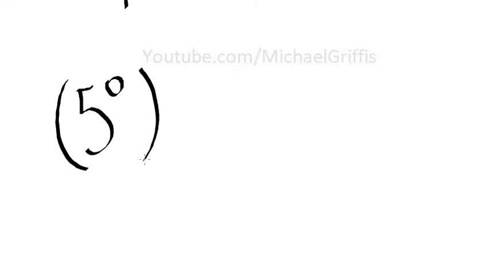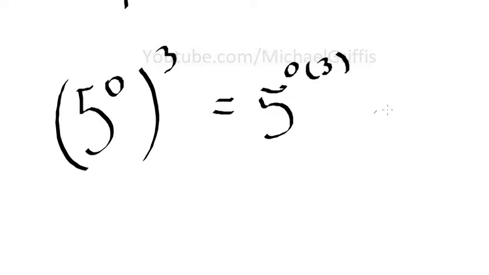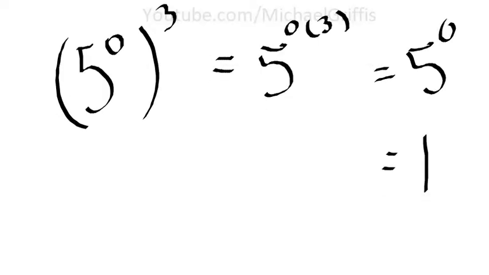All right. What if we had 5 to the 0, and it was all raised to the 3rd power? What do we do here? This is 5 to the 0 times 3. But 0 times 3 is 0, so you have 5 to the 0. Well, 5 to the 0 is 1. It's equal to 1. And we'll talk about the reason why later on.